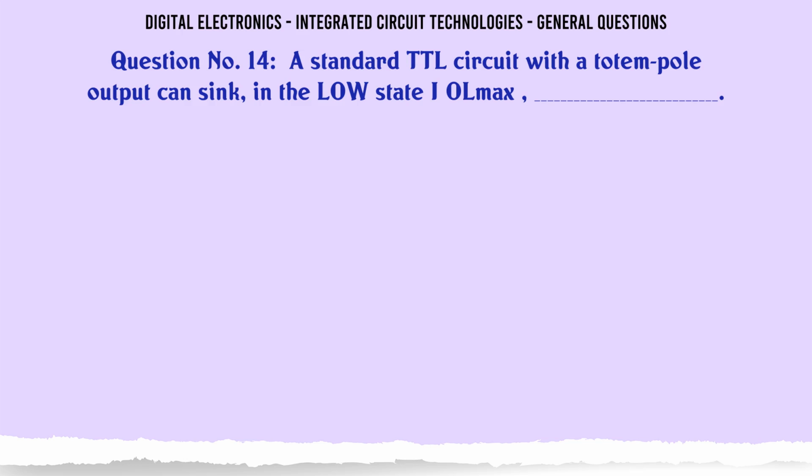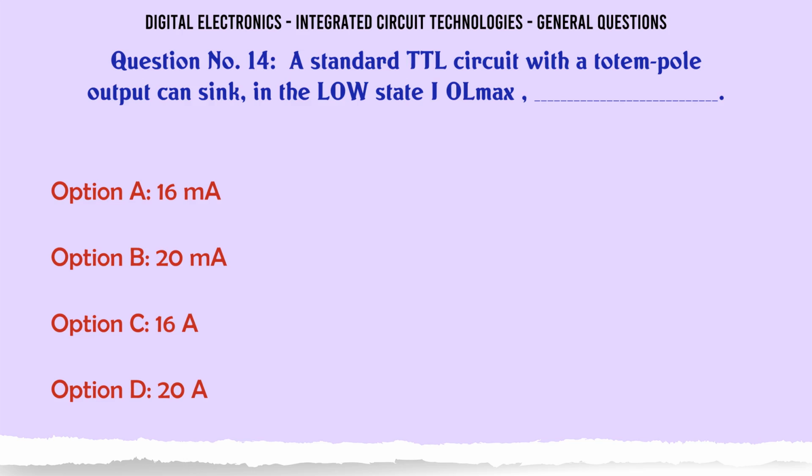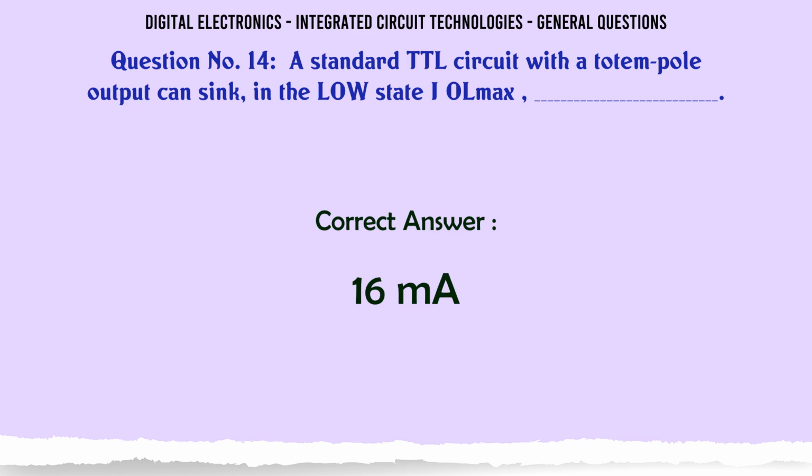A standard TTL circuit with a totem-pole output can sink in the low state IOLmax. A, 16 mA. B, 20 mA. C, 16 A. D, 20 A. The correct answer is 16 mA.